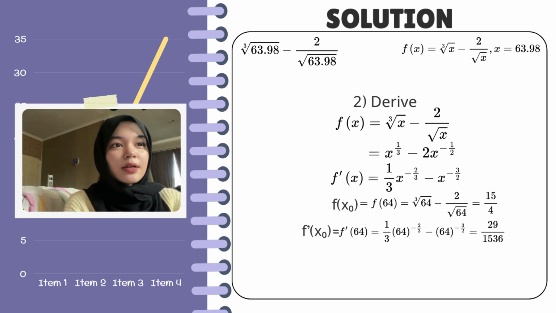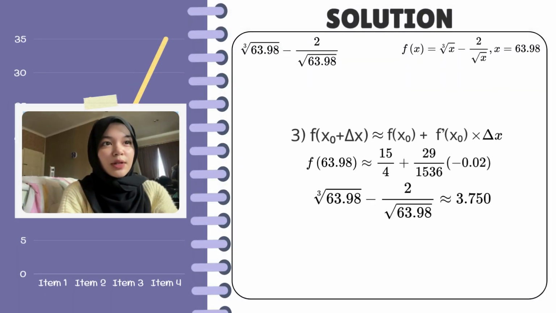Then we got f prime 64 equals 1 over 3 multiplied by 64 power negative 2 over 3 and then minus 64 power of negative 3 over 2. Then we got the total of 29 over 1536. Lastly, we have to use this formula and then substitute x into this formula.